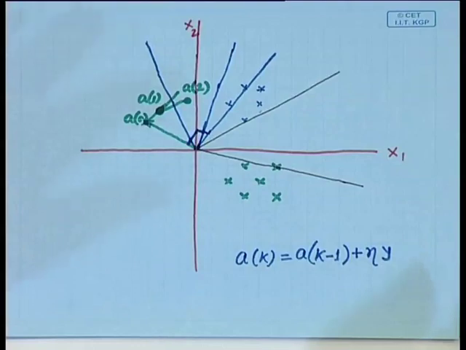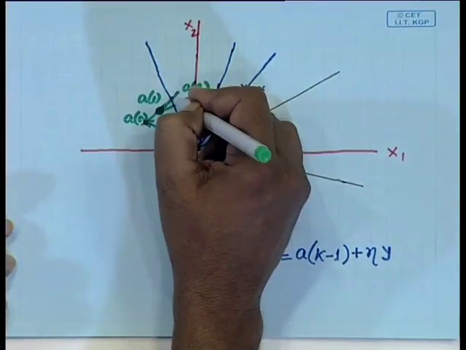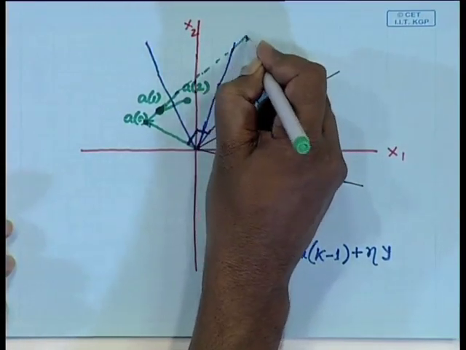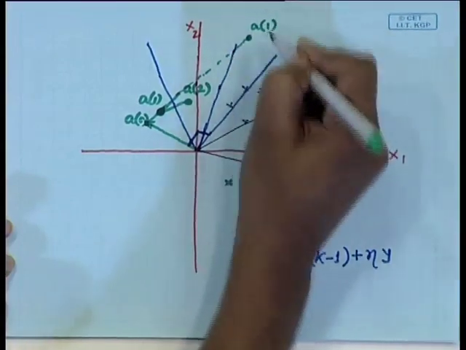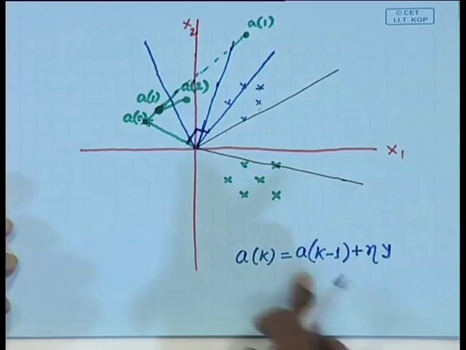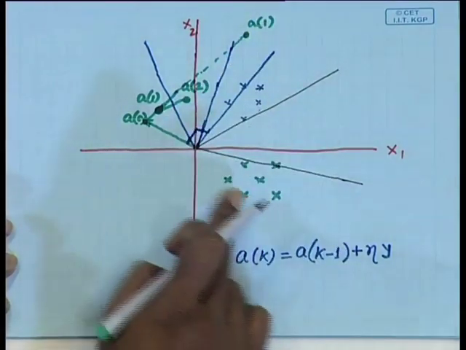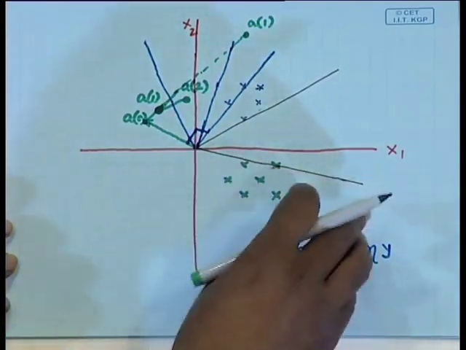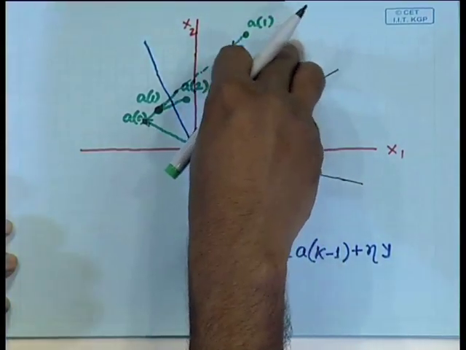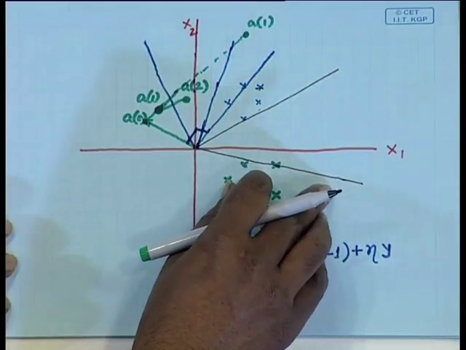Now, it may so happen that the value of eta, that is the rate of convergence, is so high that when I am trying to come to this A1, it has totally moved out of the solution region and A1 has come somewhere over here. That is also possible if the value of eta is very high. And if A1 is pushed over here, then all the samples from class omega 1 will be properly classified, but all the samples from omega 2 will be misclassified.